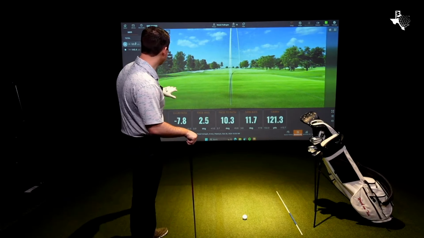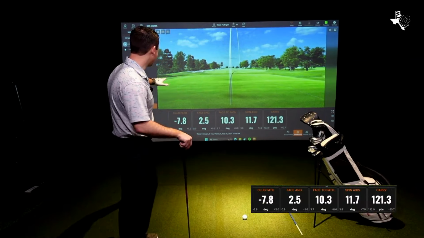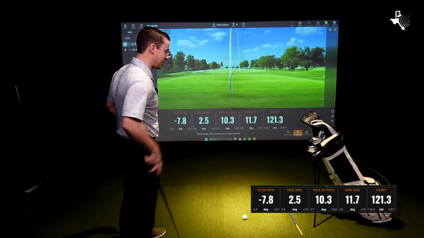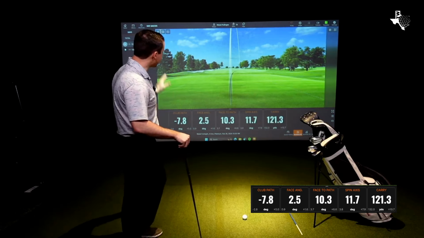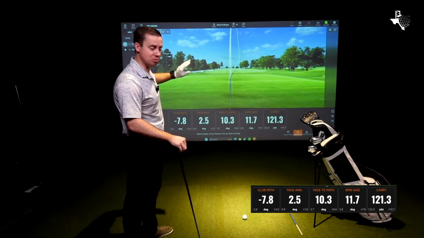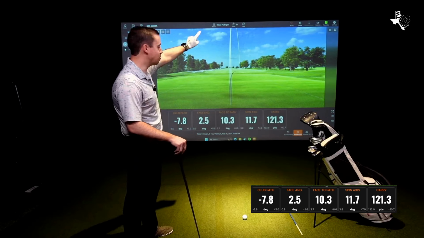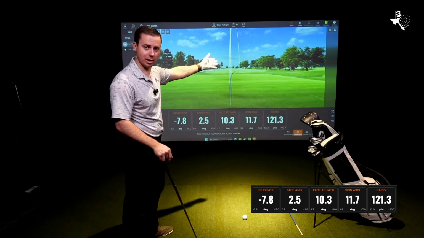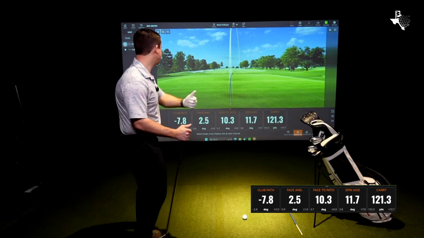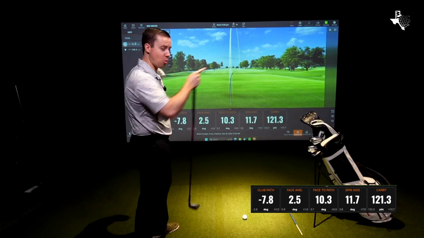Now, as you can see displayed on the screen, I had a club path of -7.8. So that's a club path moving from right to left over the top. And then I had a face angle of 2.5, which means my face was pointed 2.5 degrees right of that line on the screen, or of the target. So there was a big separation there. I was 7.8 degrees left with a wide open club face.